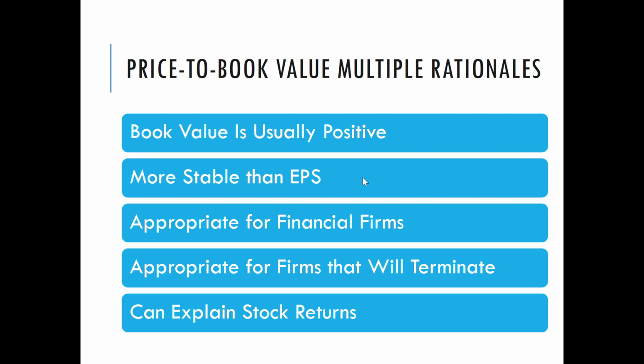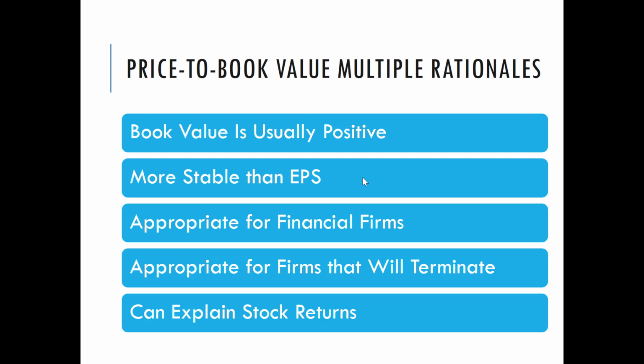Now, if we can't use our earnings per share for one reason or another, we could use an alternative ratio. For example, if you have a firm that has negative, very small, or zero earnings, you can't use a price to earnings ratio. If you have a firm that will terminate, you can't use a price to earnings ratio. If you have a firm that is purely based on its assets, it's much more appropriate to use a price to book value multiple. So if you have a number of situations where this might happen, you should probably use a price to book value multiple.